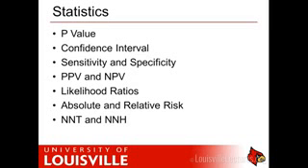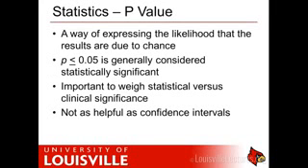All right, so first we're going to start out with statistics. There's a lot to cover here, and this is an area that you will see many questions on boards on. So let's start with p-values. This is a way of expressing the likelihood that results are due to chance, and so you want a low chance that the result that you got was due to some minor chance.